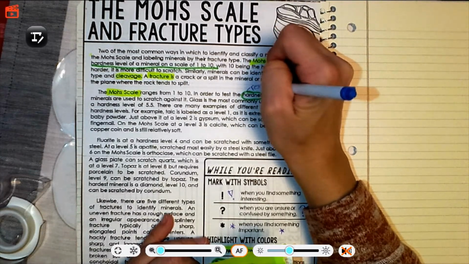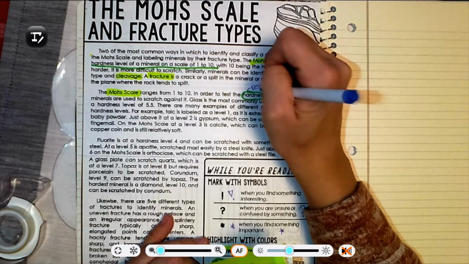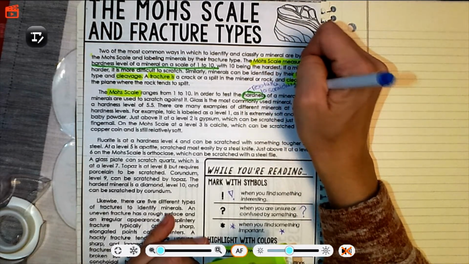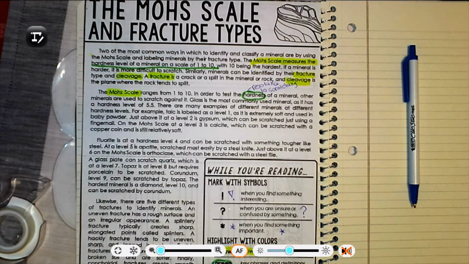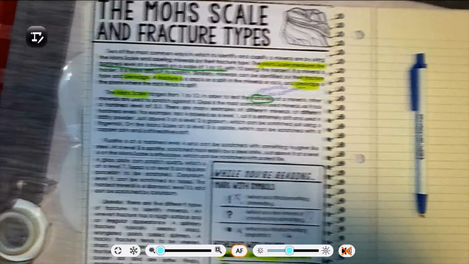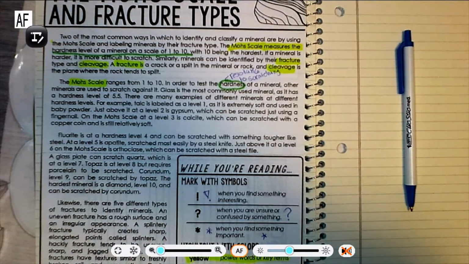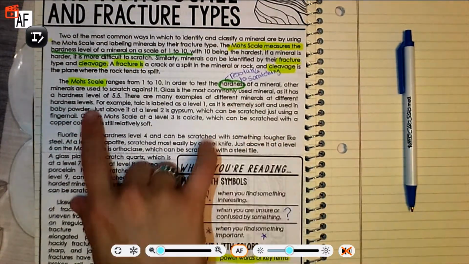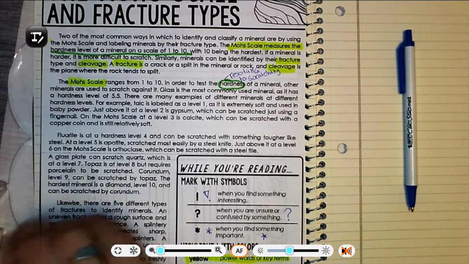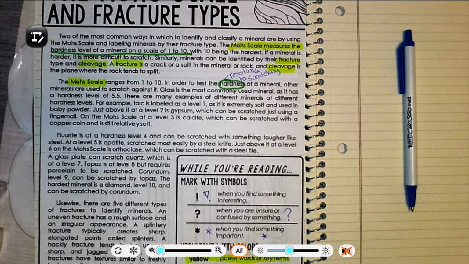Resistance to scratching. Okay. Other minerals are used to scratch against it. Glass is the most commonly used mineral as it has a hardness level of 5.5, so it's kind of right there in the middle. There are many examples of different minerals at different hardness levels. Remember back on page 8, where we have our chart of ones that are pretty common. Different minerals, different hardness levels.